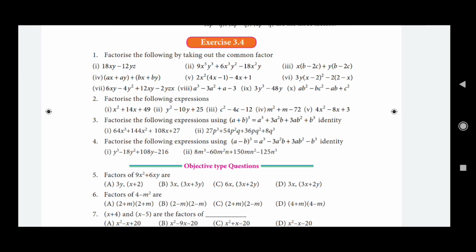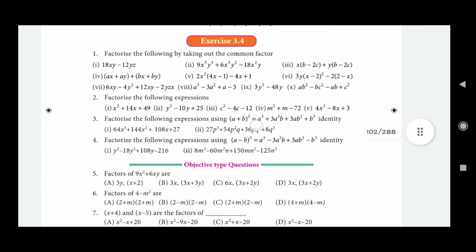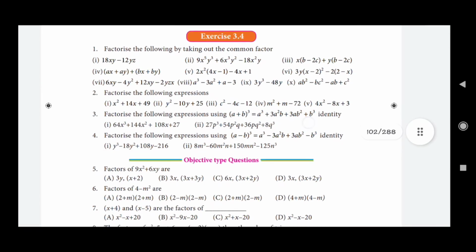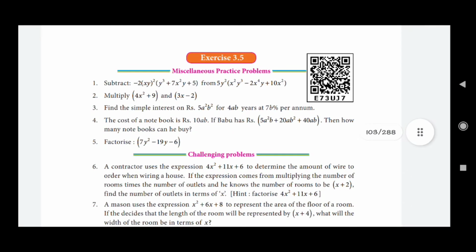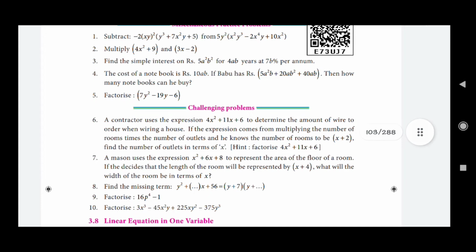So exercise 3.4, you can see, factorize the following expressions by using the formulas. In this sum, we will use the a plus b whole cube formula and the a minus b whole cube formula. So first, you need to write all the identities. Take one paper, write all the formulas, the identity formulas, then learn the formulas so that you can do the sums easily. Understand? And mensuration also, you have many formulas. You write all the formulas. You have much time. Tomorrow also we have leave, so you can write all the formulas.